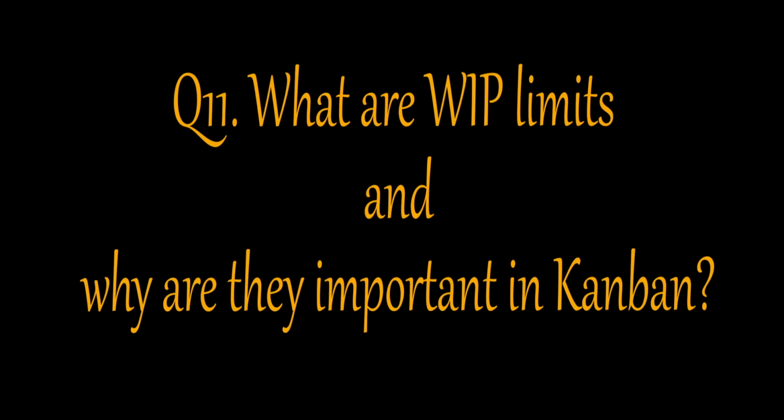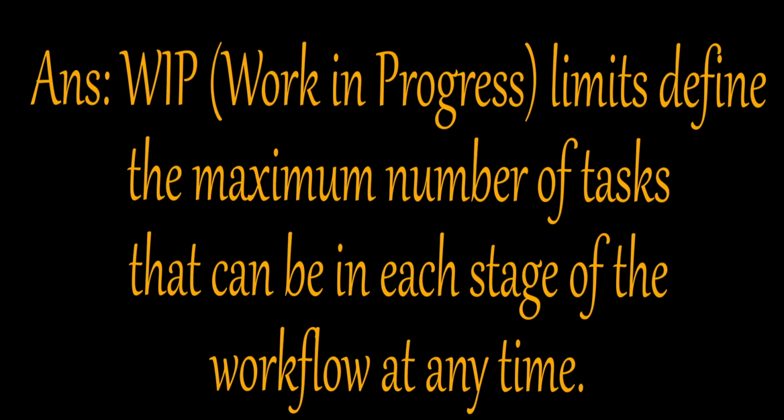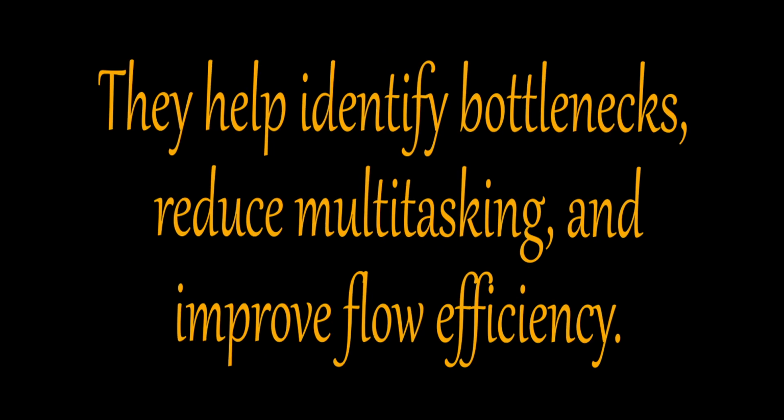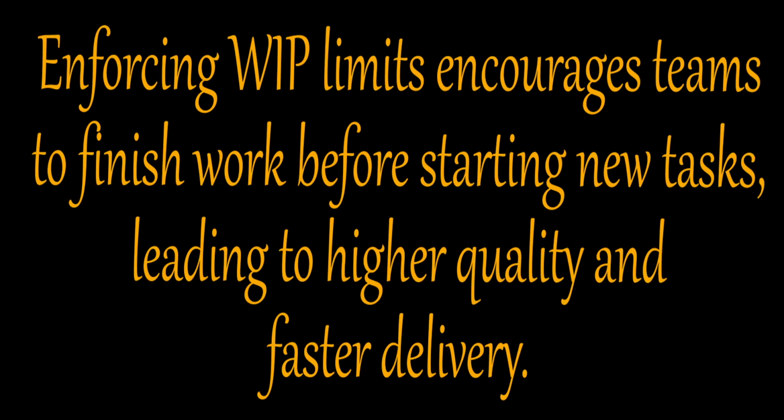Q11. What are WIP limits and why are they important in Kanban? Answer. WIP, work in progress. Limits define the maximum number of tasks that can be in each stage of the workflow at any time. They help identify bottlenecks, reduce multitasking, and improve flow efficiency. Enforcing WIP limits encourages teams to finish work before starting new tasks, leading to higher quality and faster delivery.